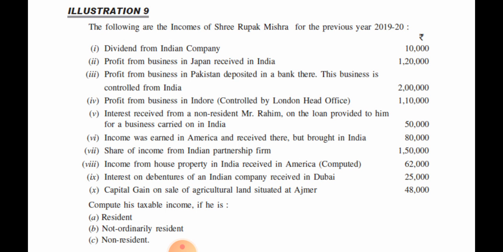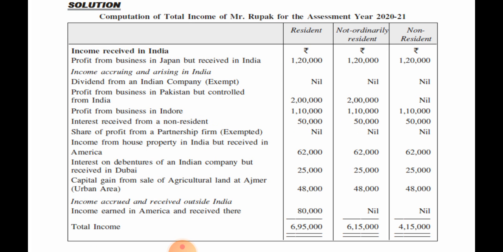Then income from house property in India received in America. Income from house property in India. It means first point states that it is an Indian income. Received in America states that it has been received outside India. So first, the source of income is in India. It means it is an Indian income. And the Indian income is taxable for all the three assessees. You can also find this in the solution.